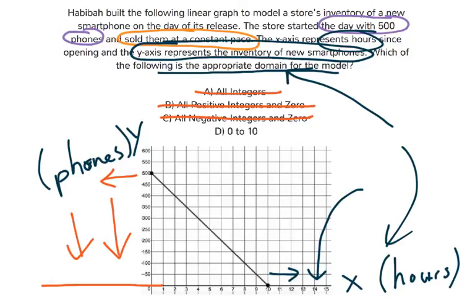And so the only remaining answer is 0 to 10, which is where the graph exists between 0 and 10 on the x-axis.